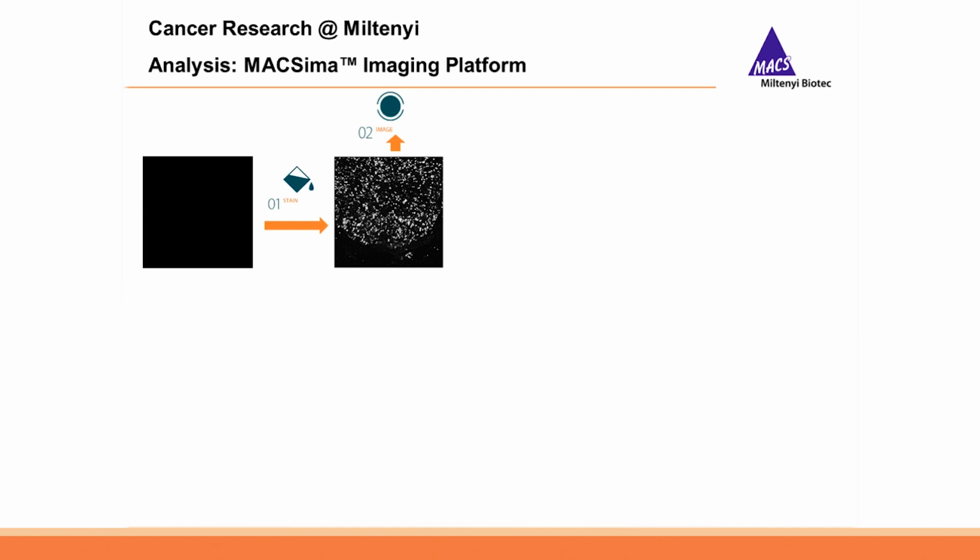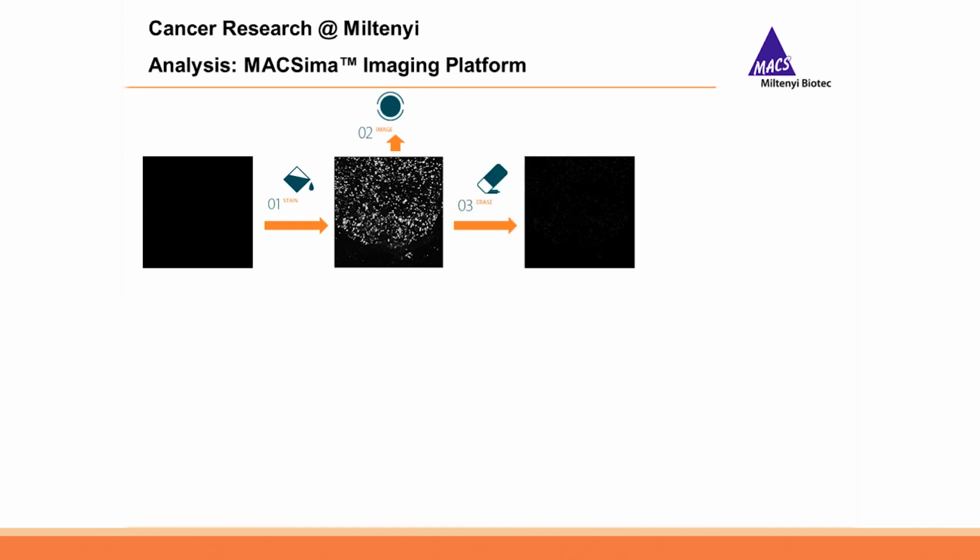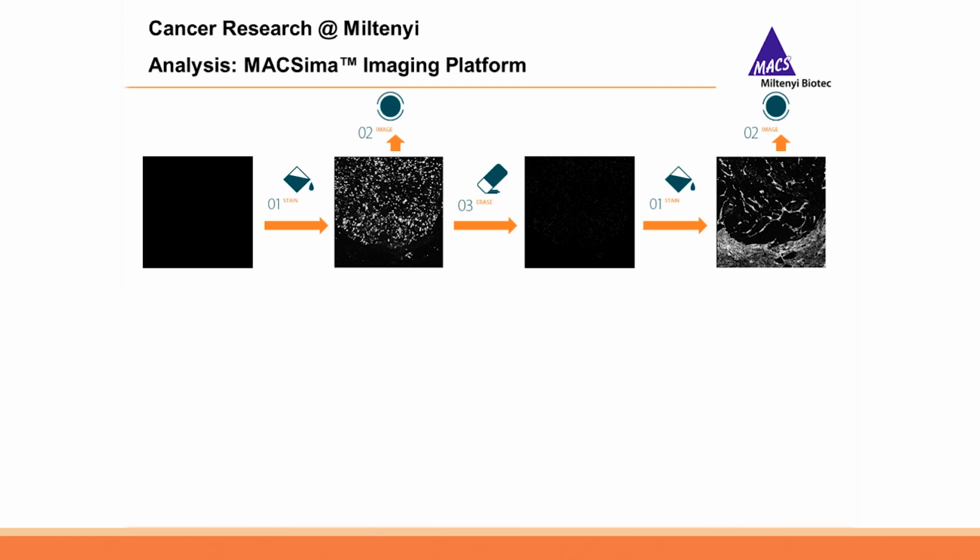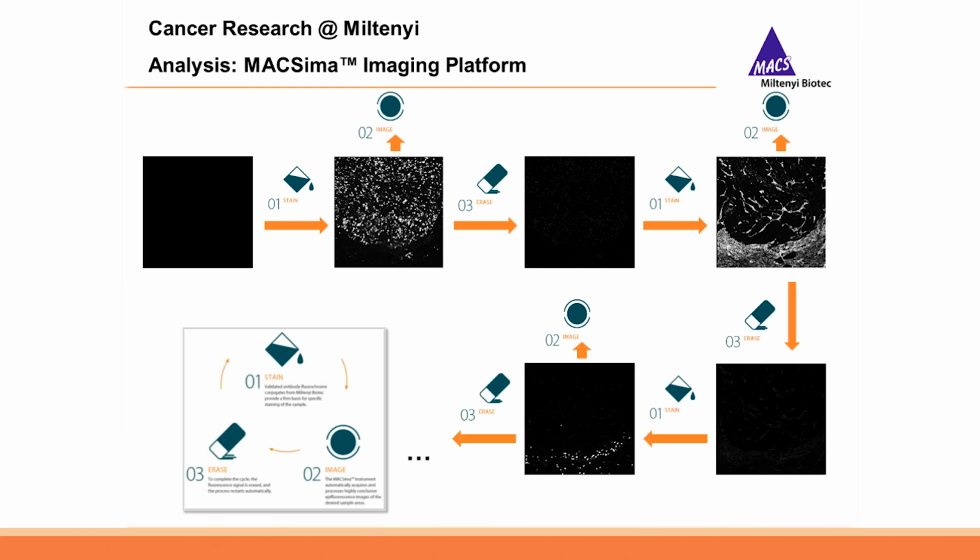Briefly, this platform stains the sample with the first specificity and acquires a fluorescence microscope image. The staining is then erased. The sample is stained with a second specificity and a second image is collected. This cycle can be repeated hundreds of times in a fully automated way.